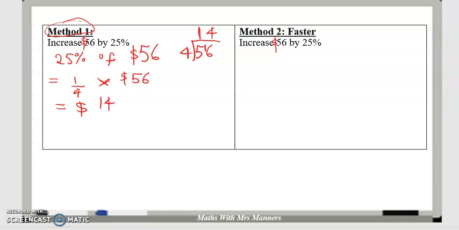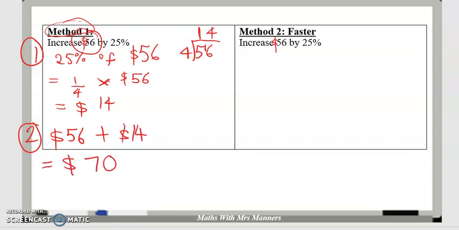And that makes sense. It's about roughly 4 ways. Well, it is 4 ways. And now we need to increase the $56 by 25%. So if we want to increase $56 by 25%, then we need to make it go up by that amount. So then the second part, this is going to be a two-step question. The second part would be to take the $56, add the 14 on, and then we would get $70. So that's method one, where you do it in 2 steps.